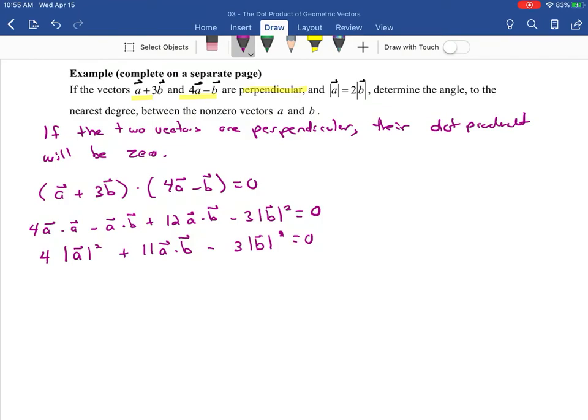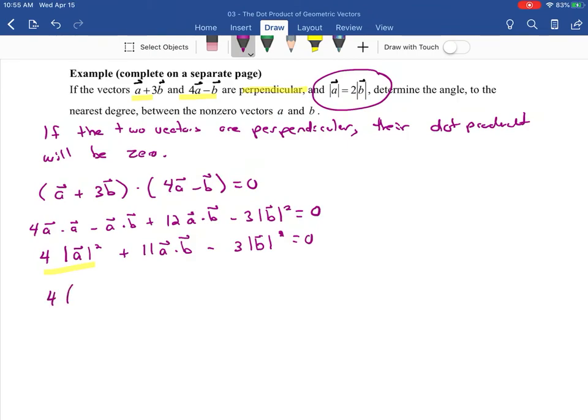Again, it seems completely ridiculous. Doesn't seem like we're getting anywhere here. Just making a big mess. But this is interesting. The magnitude of a is 2 times the magnitude of b. I could sub that in. I don't know what that's going to do, but it's going to simplify things a little bit.